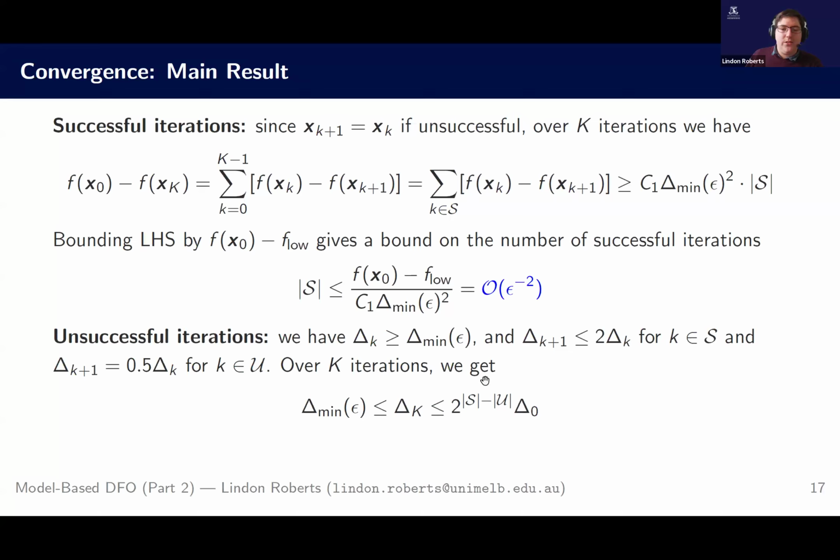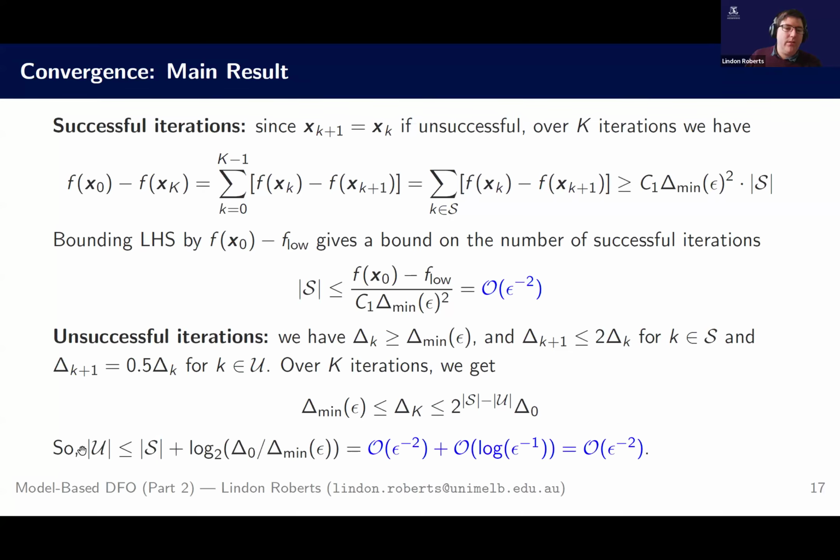And if we look at delta min, S, U, and delta naught, we can get an upper bound on the number of successful iterations relative to these other constants. Delta naught divided by delta min is a constant. Number of successful iterations we've already bounded. So again, the size of U is roughly proportional to the size of S. So again, the number of unsuccessful iterations is at most epsilon to the -2.